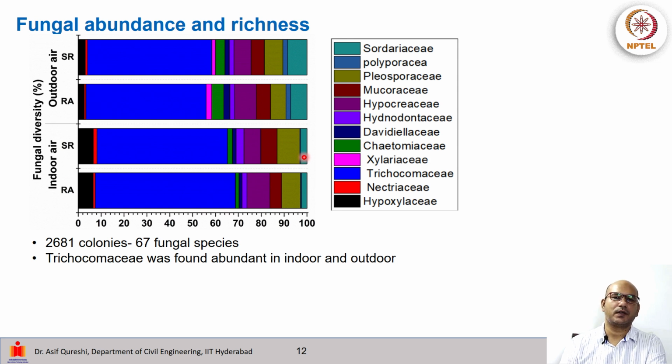So same species could be found, and this Xylariaceae was seen outdoors in reasonable proportions but is not seen indoors. So the community composition itself can change quite a bit in indoor compared to outdoor environment, and their relative proportions can also change quite a bit in indoor versus the outdoor environment.